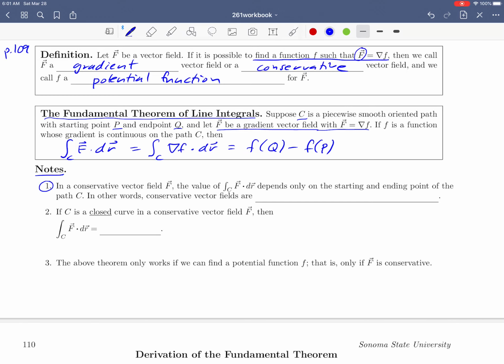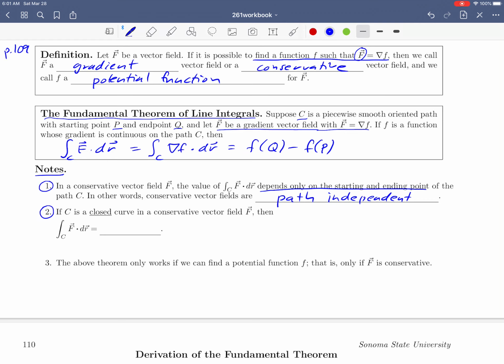Now a couple of important comments to go with this theorem. Starting with the first note here, the thing that's special about a line integral in a conservative vector field is that it depends only on the starting and the ending point. Totally doesn't matter what the path is that we take between those points. And so for that reason, we call conservative vector fields path independent. All that matters is that starting and that ending point when we calculate the integral.